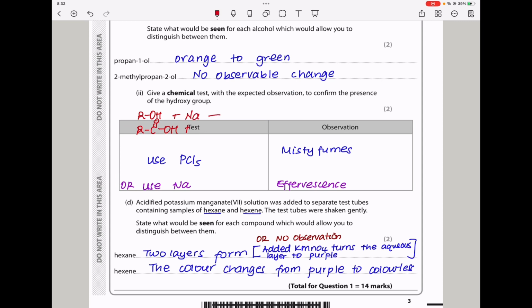We will get RONa plus a half hydrogen, and this will be our CO, then ONa, plus a half of hydrogen gas. So you might be required to write those reactions. Please make sure you can do them.